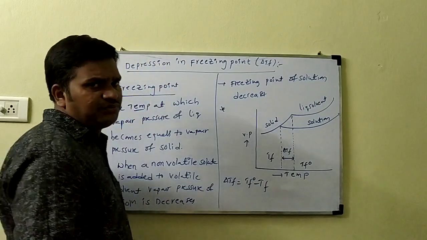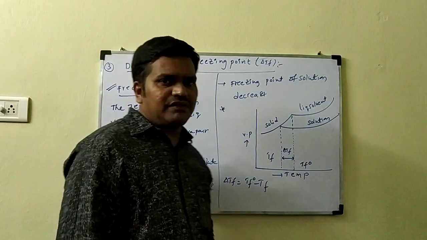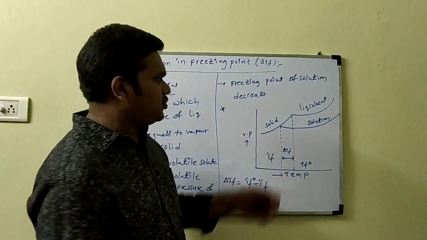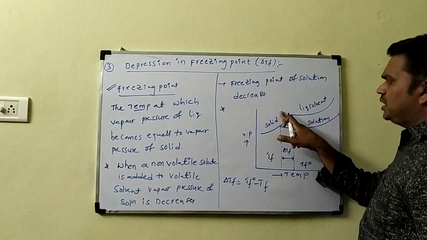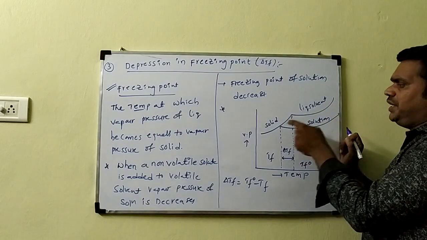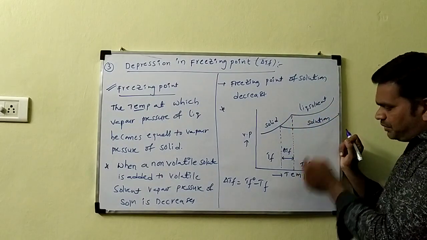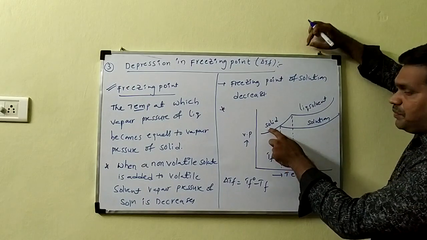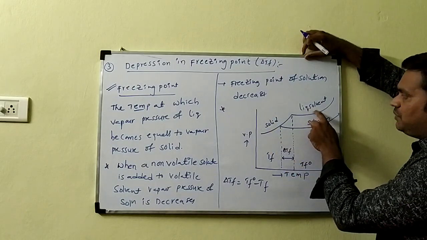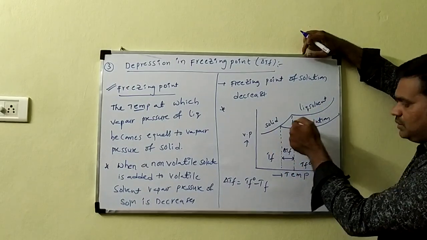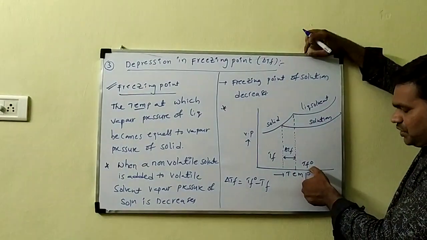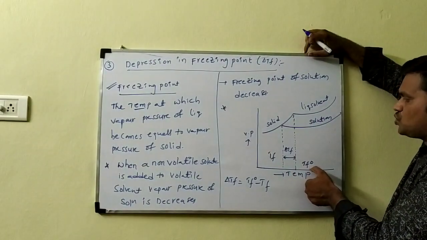Understood all of this graph? Once again, you can see vapor pressure versus temperature. First you take a solid, a pure solvent. At this temperature, the vapor pressure of the solid becomes equal to the vapor pressure of the liquid solvent. This is the freezing point of the pure solvent.